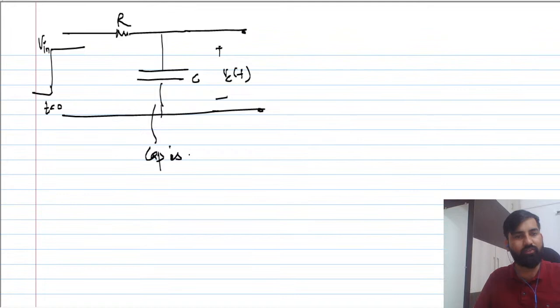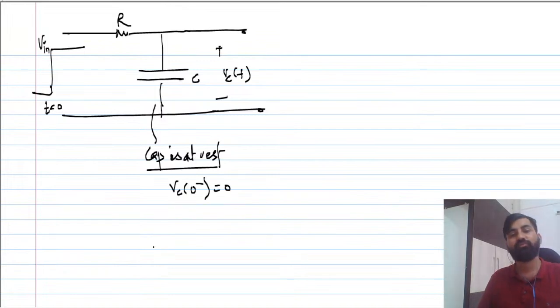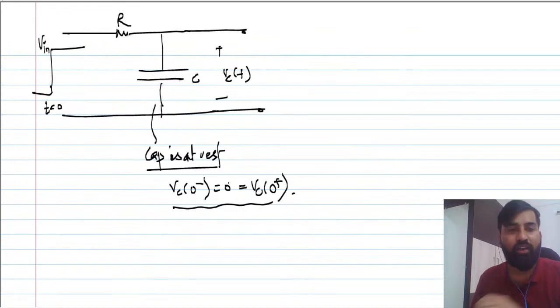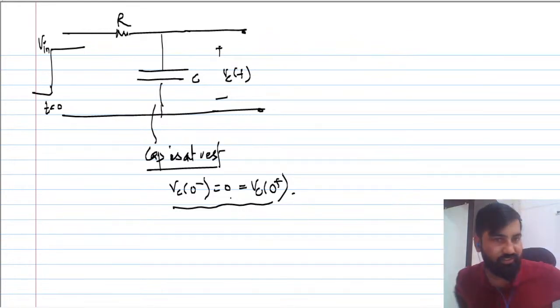Capacitor is at rest. What is it when your capacitor is at rest? You can say Vc of 0 minus equals 0. Okay, initial voltage is 0, right? Or you can say Vc of 0 plus is also 0. Before the switch it is 0, after the switch is closed it is 0, right?